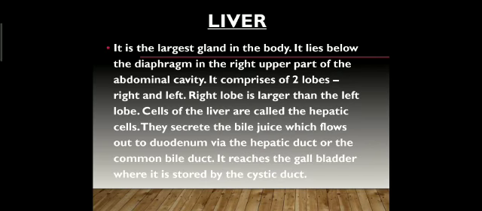Now the next one is the liver. The liver is the largest gland in the body. It lies below the diaphragm in the right upper part of the abdominal cavity. It comprises two lobes, the right lobe and the left lobe, which are separated by the falciform ligament. The right lobe is larger than the left lobe. Cells of the liver are called hepatic cells. They secrete bile juice, which flows out to the duodenum via the hepatic duct or the common bile duct. It reaches the gallbladder, where it is stored, by the cystic duct.